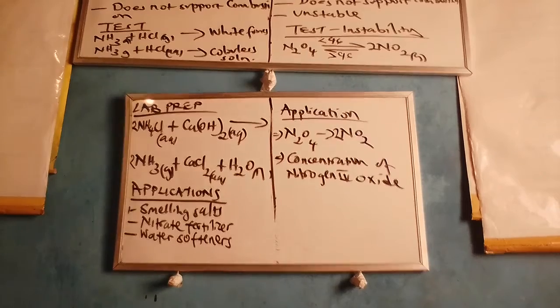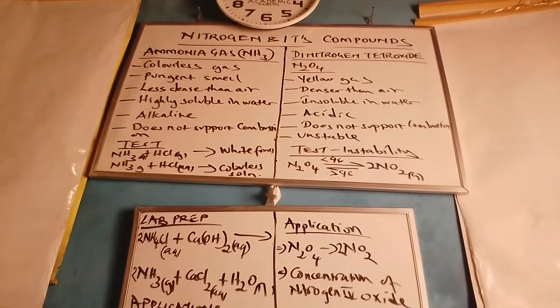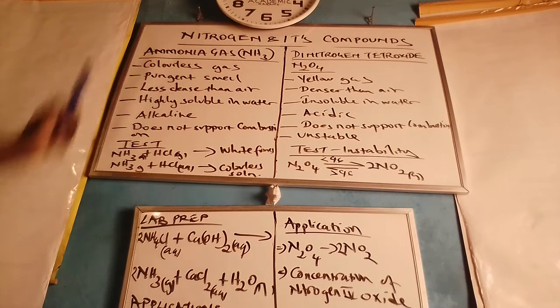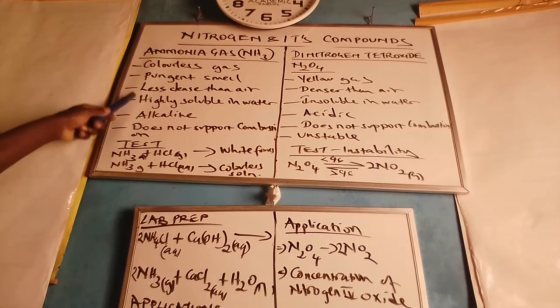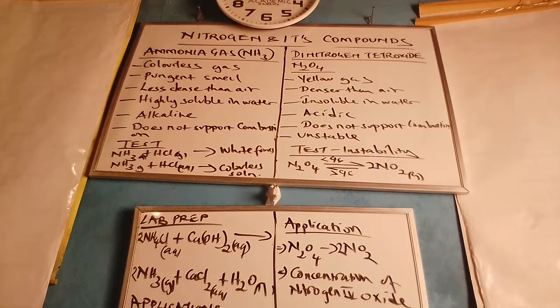What are the properties of this gas? One, ammonia gas has a unique property of being highly soluble in water. Two, it is alkaline. And three, it has a unique pungent smell. Therefore, we can see that ammonia gas is colorless, it is pungent smelling, it is less dense than air, it is highly soluble in water, forming an alkaline solution, and it does not support combustion.